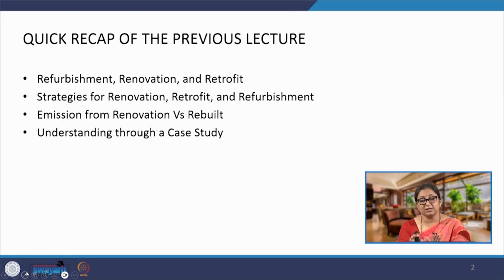Now, in today's lecture, we are going to look at a couple more case studies of net zero energy buildings largely, and through these we will try to understand how people have tried to reduce their emissions, what different clients and architects have done in order to reduce the emissions through their buildings.